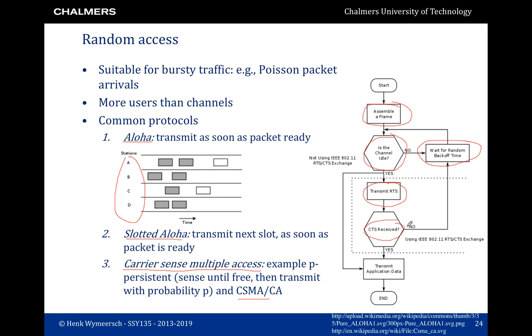If the clear to send signal was not received, that means someone else was transmitting at the same time, and we go back to waiting. If the clear to send signal was received, then we transmit our data. And then we end, and we go back to the beginning, waiting for more data to be transmitted. In many applications, RTS and CTS are not used, and we go directly from this yes decision to transmitting the data.